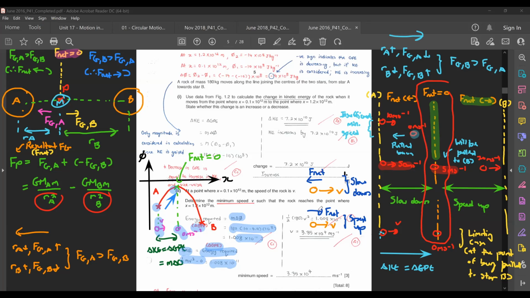Okay, then you solve and find out your speed. It is half times 180 v squared equals to 1.008 times 10 power 11. Square root it, you're going to get the answer 3.35 times 10 power 4 meter per second. Okay, can?